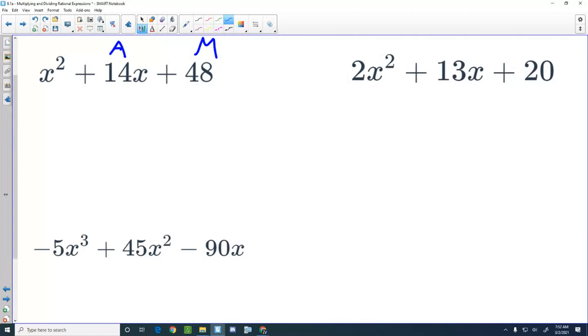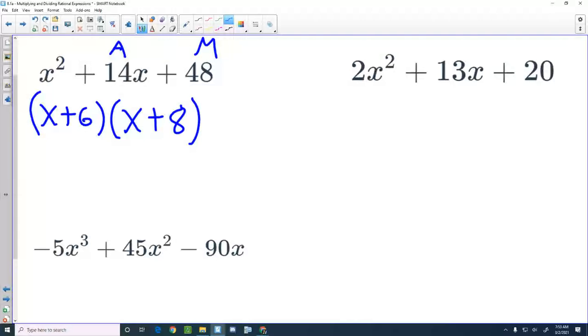Anyone figure it out? 2 numbers that multiply to 48 and add to 14? Brandon, what'd you get? Anyone else get 6 and 8? Does that work? Yeah, so then I would write this as an x plus 6 times an x plus 8. Because 6 times 8 is 48, but 6 plus 8 is 14.